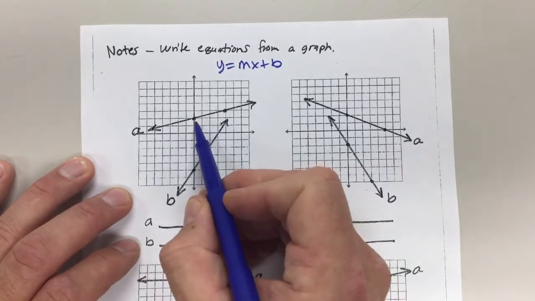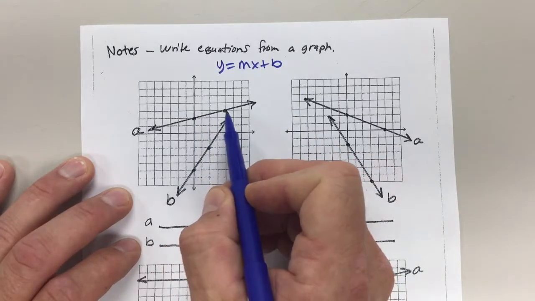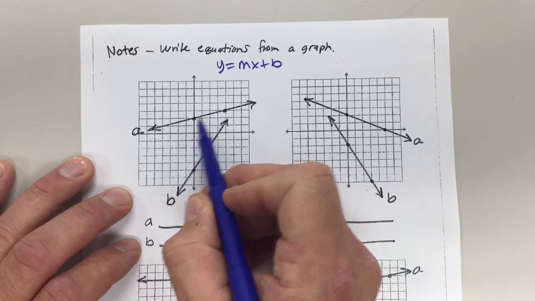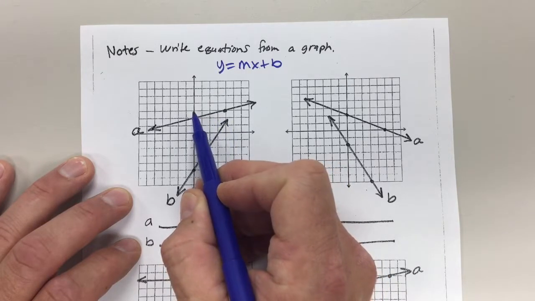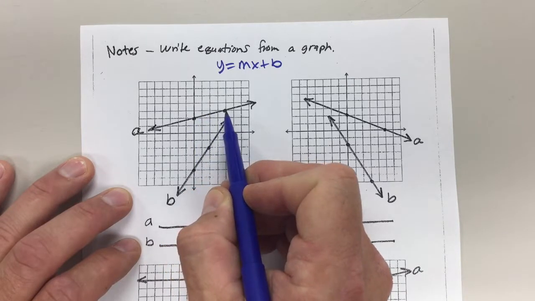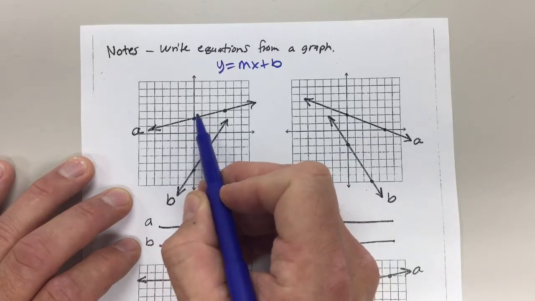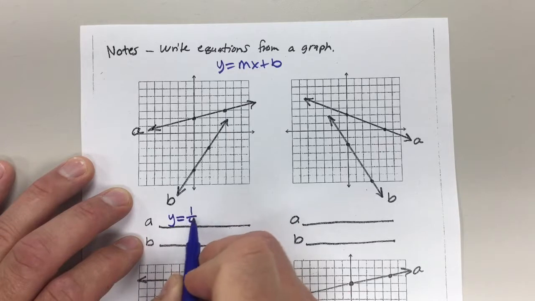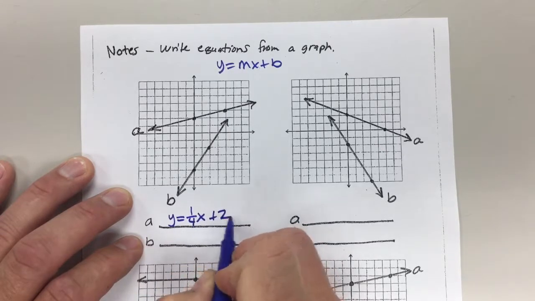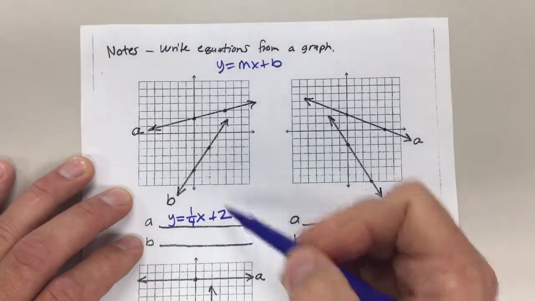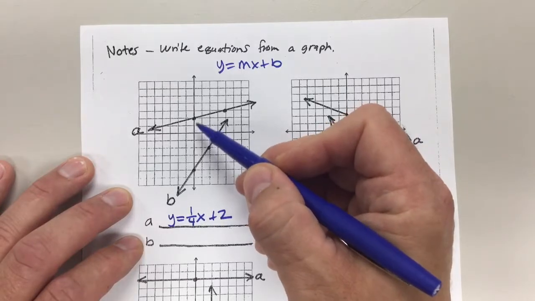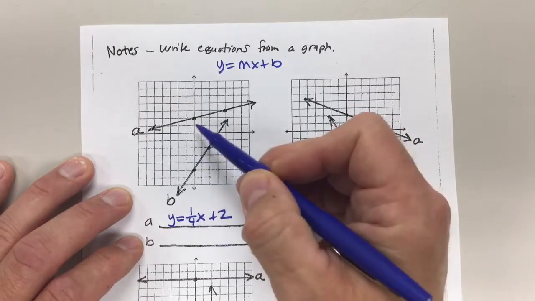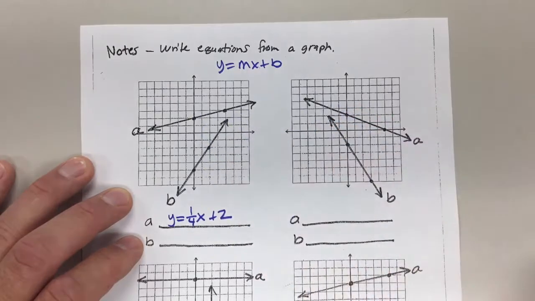Now the slope is how I get from this point to this point. So from this point to this point, I would go up 1 over 4. Up 1 over 4. So my equation would be y equals 1/4 x plus 2. It's plus 2 because the y-intercept was 2. And it's 1/4 because I go up 1 over 4.